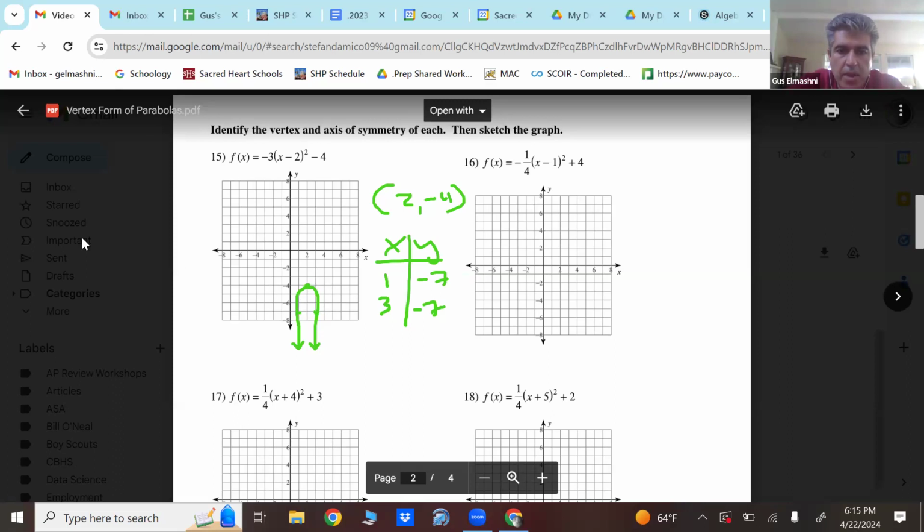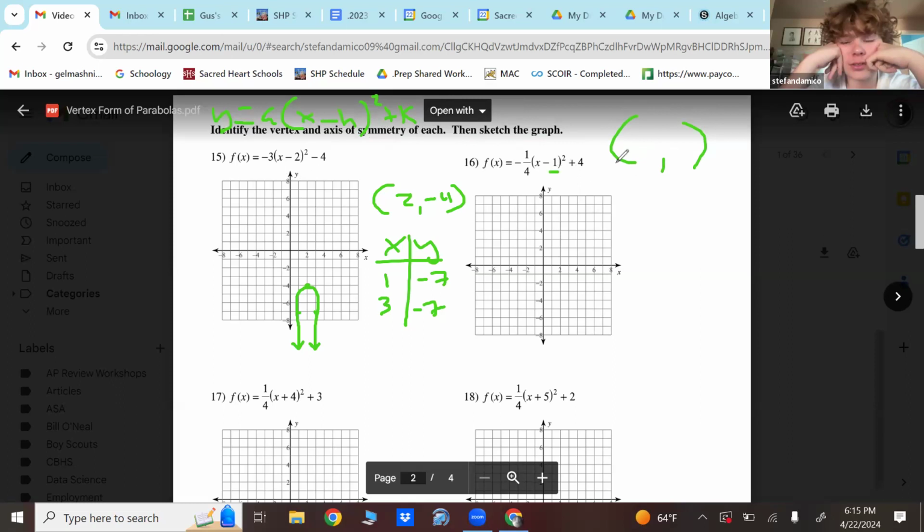So let me have you help me with 16. Again, the general formula is this: y equals a times x minus h squared plus k. So we saw 2 is in h's position, negative 4 is in k's position. So what's in h's position here? Positive 1. And what's in k's position? Positive 4.